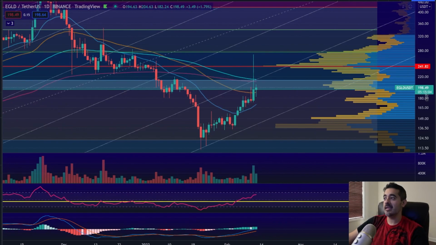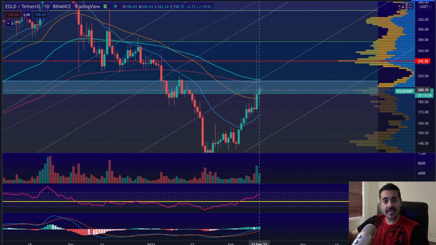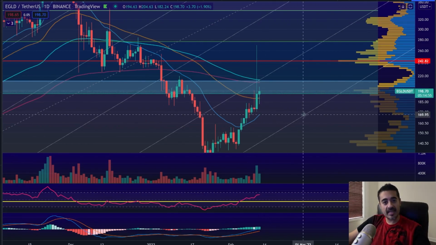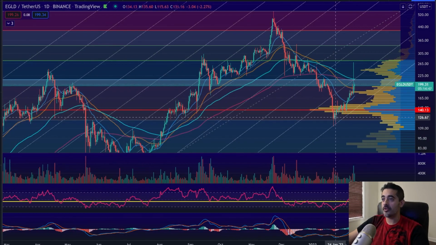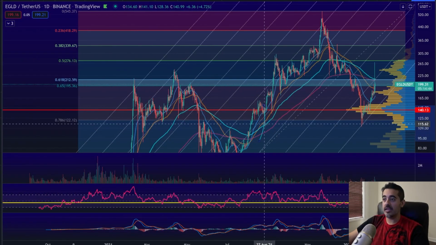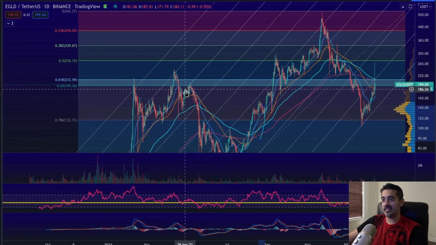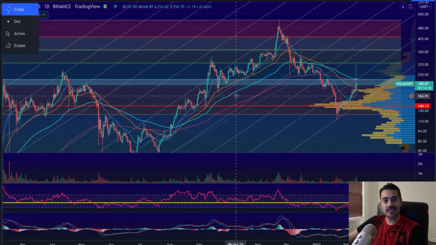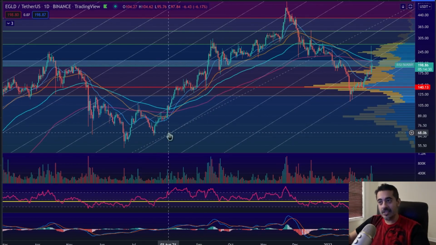By stopping, consolidating and moving sideways in these areas, we're allowing weak hands to sell and strong hands to accumulate. If it wasn't for moves like this, I would not have been able to buy EGLD here at around 130. I wouldn't have been able to buy EGLD here at around $54, right? So I love it when things consolidate, because even though it sucks to see your portfolio go down, it allows you to dollar cost average and accumulate what you want to accumulate at good prices. And that's going to effectively make your portfolio worth a lot more in the long term.